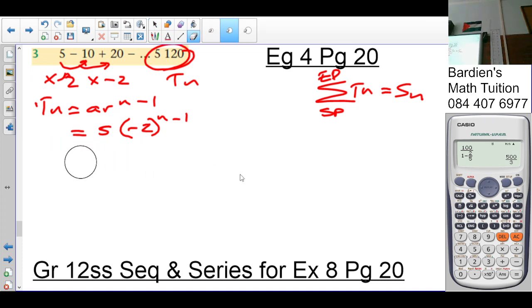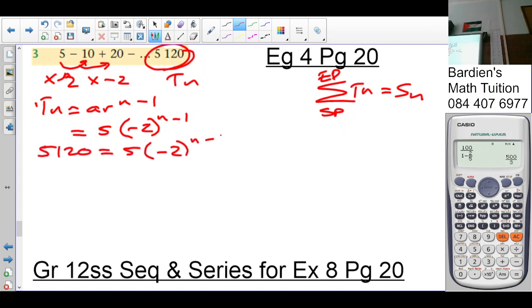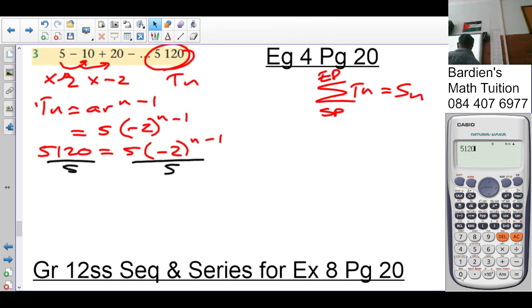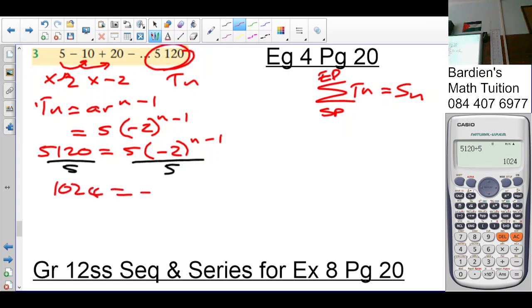Let's just try again. So that's going to be 5,120 is equal to 5 into negative 2 to the n minus 1. So we divide by 5 on both sides first. 5,120 divided by 5 is 1024. So 1024 is equal to negative 2 raised to the exponent n minus 1.